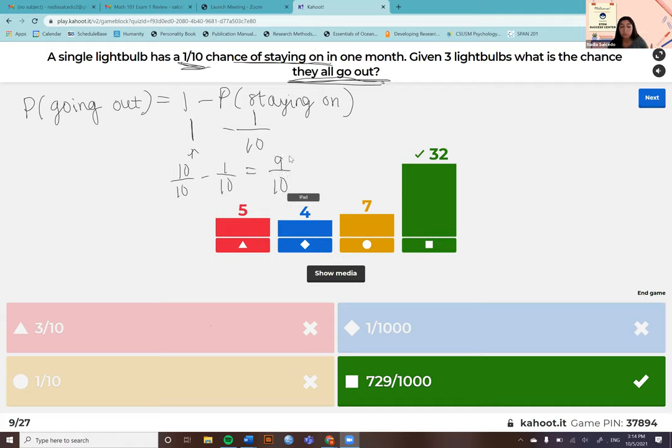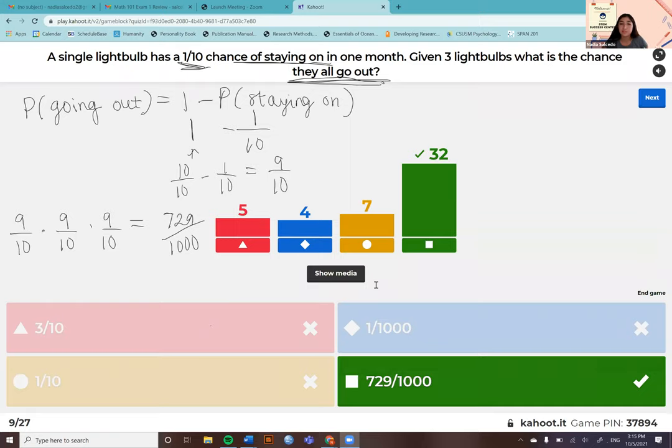So this is the probability of 1 light bulb going out. If we're trying to find the probability of 3 light bulbs going out and these events are independent, we can go ahead and multiply this out. 9/10 for 1 light bulb, 9/10 for the second light bulb, and 9/10 for the third light bulb. And that would give us 729 over 1,000.